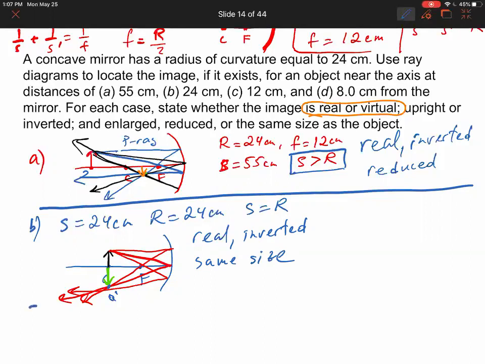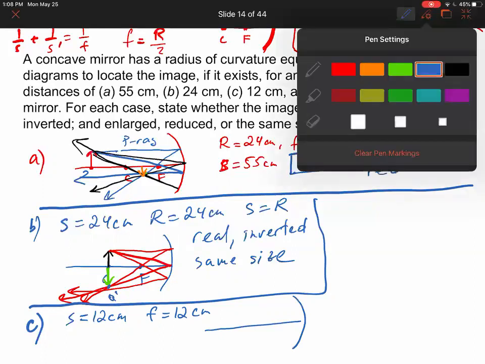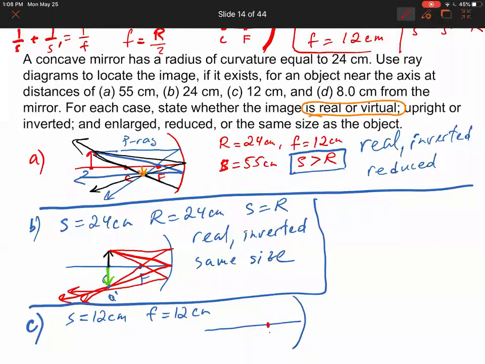Alright, so let's look at part C. It says the object is placed at 12 centimeters in front of the mirror. Is that a significant point? Yes, because that's also the focal length of this mirror. Here's what we get. This is the mirror. Let's say here's point F, here's point C, and the object is right here. Let's see what we get.